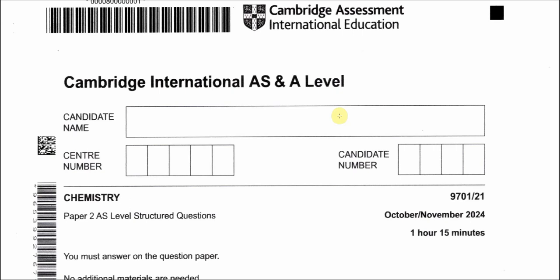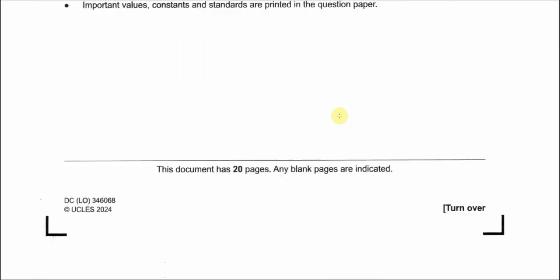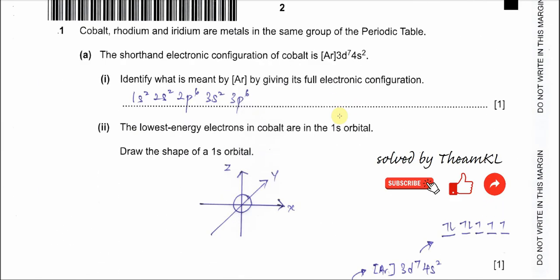October, November 2024, Paper 2. Question 1, Part A.